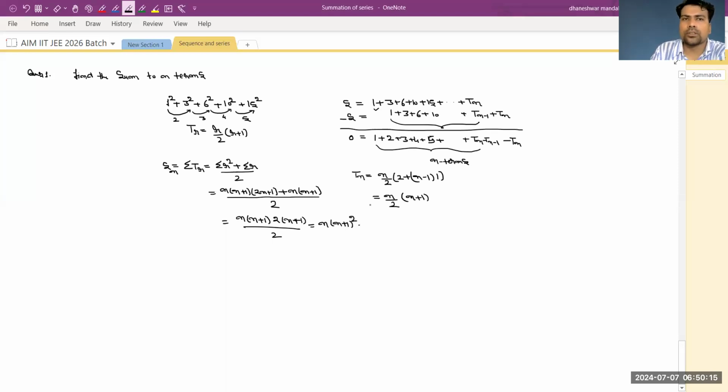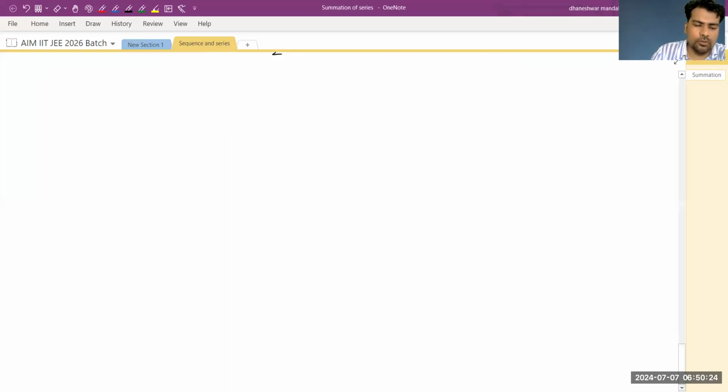So in this type of question, first we have to calculate T of R, and after that I am going to calculate the summation. So let's see some more problems.